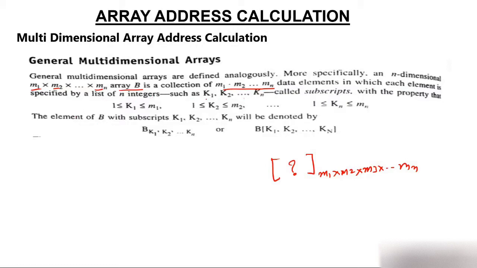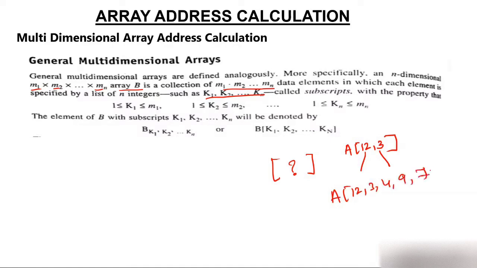Now what are k1, k2, kn? They are where you were calculating the address. In 2 dimension, you were calculating the address of, say, 12 comma 3, so this was j and this was k. Now you have to calculate the address of, say, 12, 3, 4, 9, 7 of a 5 dimension matrix. So these are k1, k2, k3, k4, k5 up to kn. Similarly, these k's are the subscripts where you need to calculate the address, with the property that always remember each k should be less than its m.